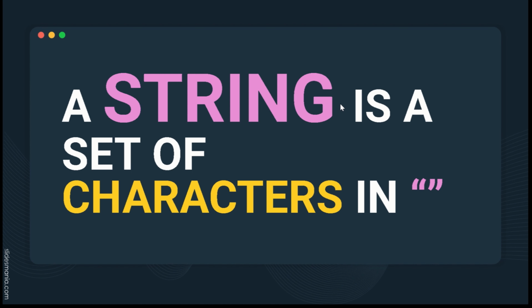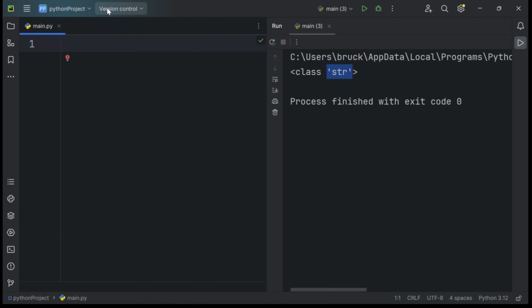Finally, we have strings, which is a set of characters enclosed in single quotes or double quotes. It can contain letters, numbers, symbols, and spaces. Strings are commonly used to represent text. For example, let's define a string variable called name and set it equal to the string John.